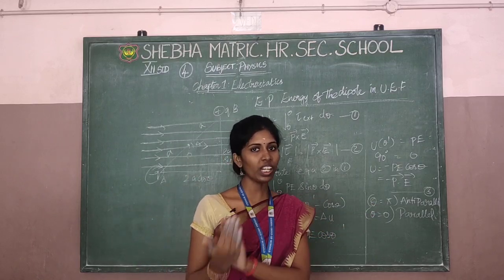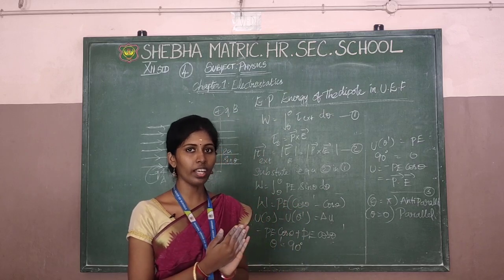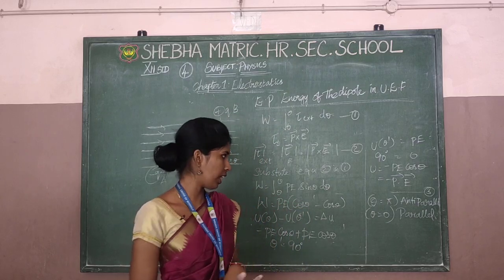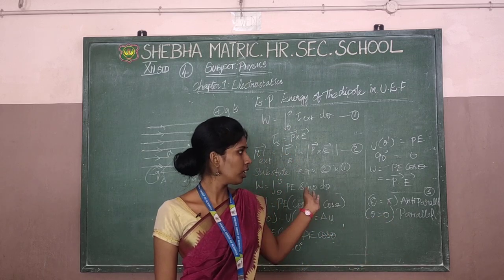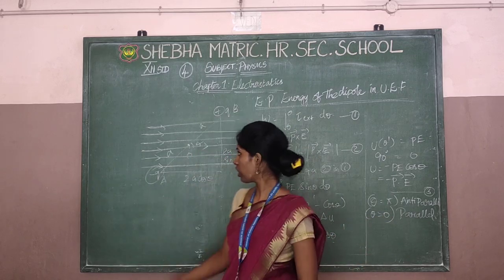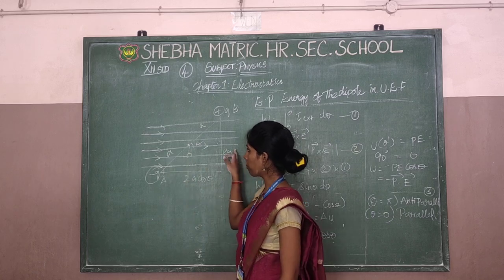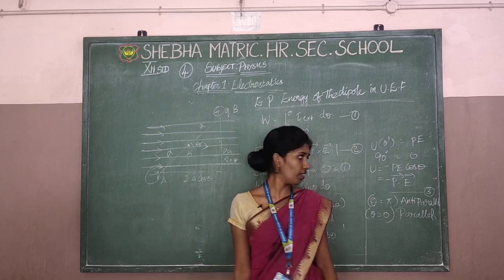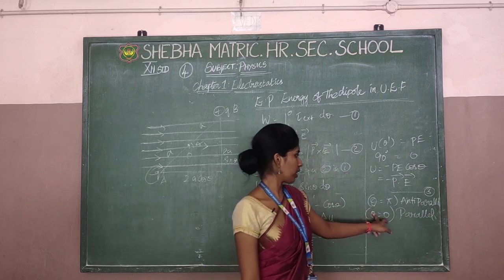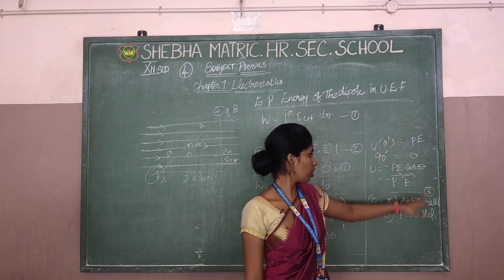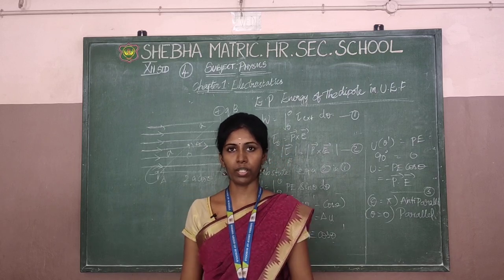If the value of theta ends at pi, then it is not parallel but anti-parallel, the line is separated like that. So when the theta value ends at 0, it will be parallel. So the uniform electric field will be parallel to this line, because theta is equal to 0 here. So that it will be parallel.